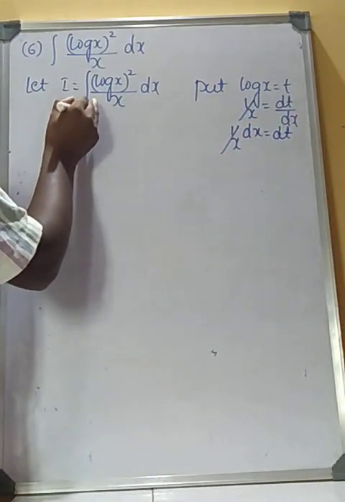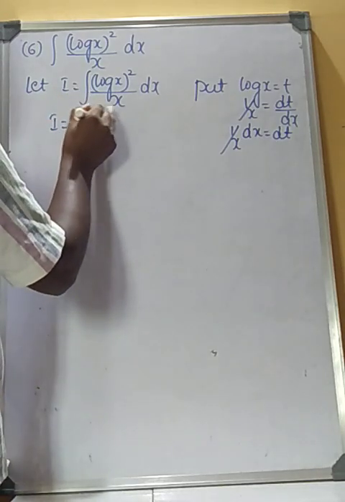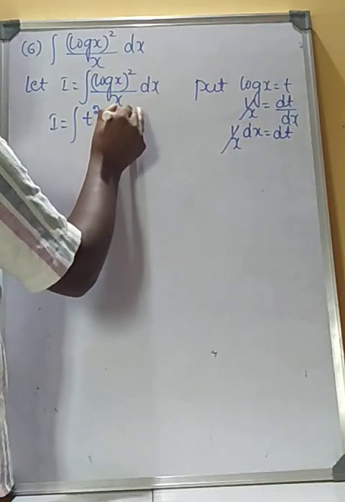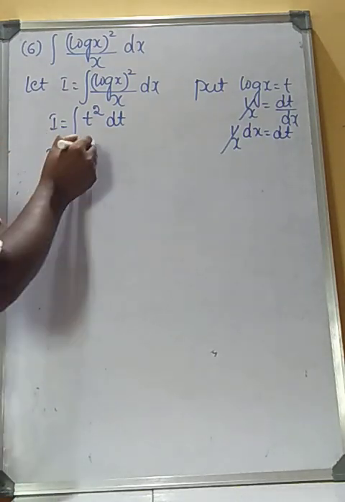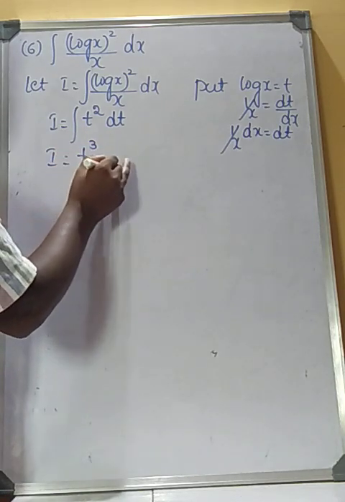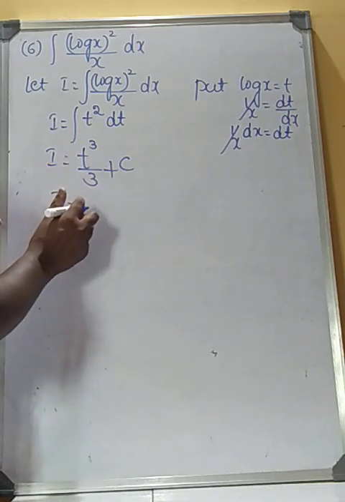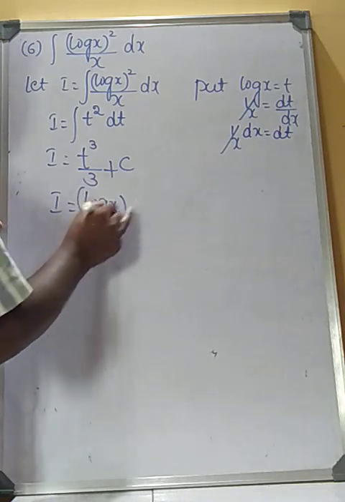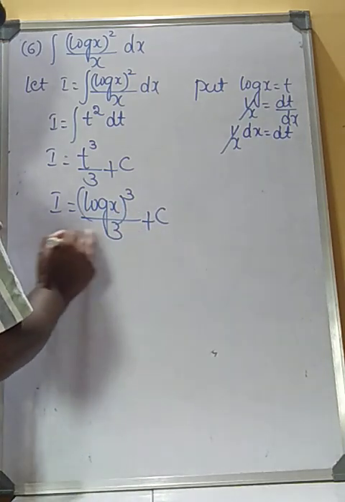Therefore I = ∫ t² dt, since (log x)² is t² and dx/x is dt. Therefore I = ∫ t² dt = t³/3 + c. What is t? t is log x, so I = (log x)³/3 + c.